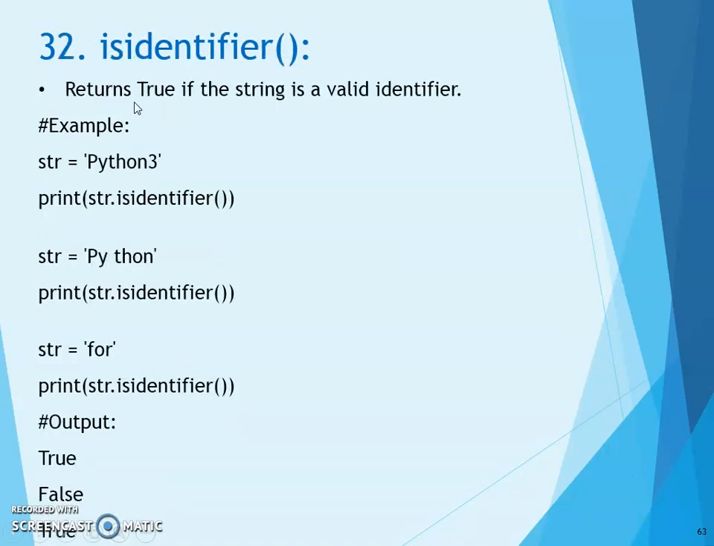Next method is isidentifier. This returns true if the string is a valid identifier. So we are invoking this method and passing Python3 as the parameter. It will return true as this is a valid identifier. In this one, we are giving a space, so it will return false. This is a single word, that is 4, which is a valid identifier, so it will return true.